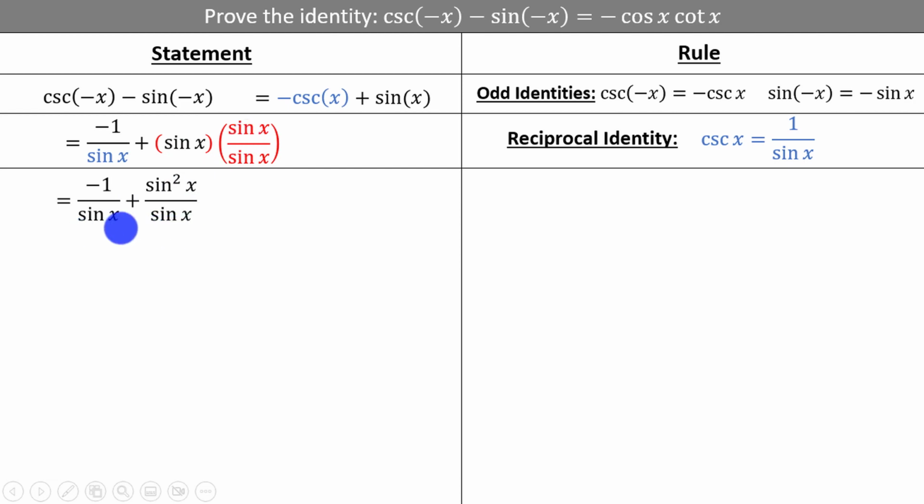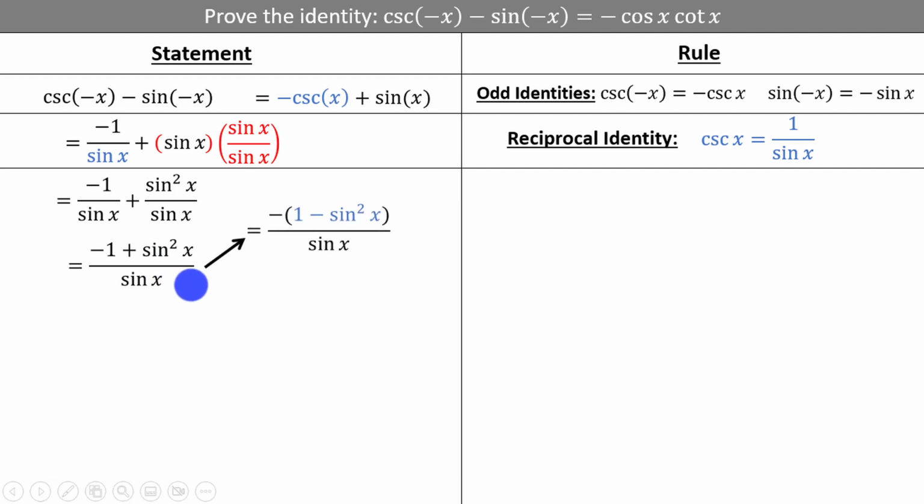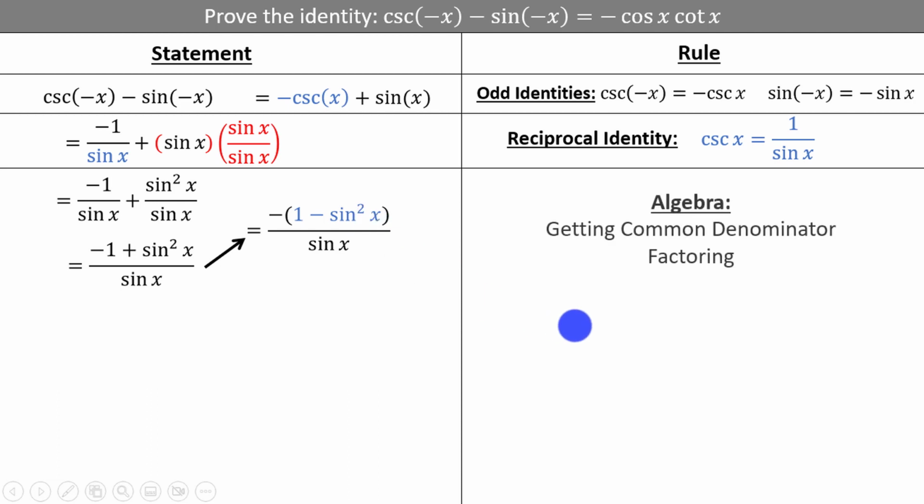Now we can combine our two fractions, which both have the same denominator of sine of x. We will have negative 1 plus sine squared of x divided by sine of x. This is very close to the trigonometric identity 1 minus sine squared, which is equal to cosine squared. If we factor out a negative 1, we will match the identity. We have negative 1 minus sine squared of x. We justify all of these steps by algebra, first getting a common denominator and then factoring out the negative sign.